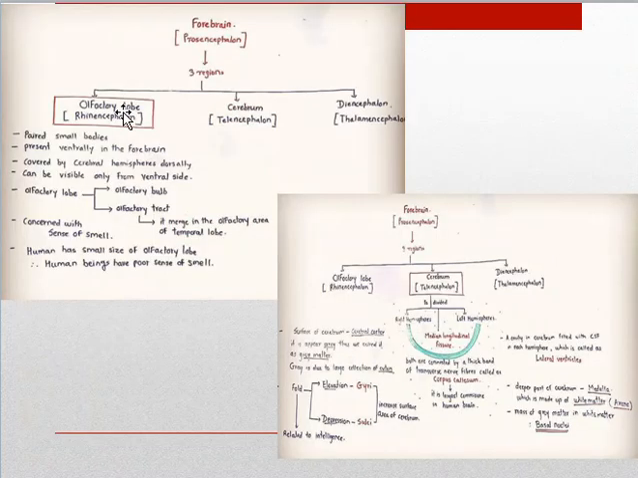Next we will talk about the forebrain in detail. Olfactory lobe, what is their function? They are paired small bodies present ventrally in the forebrain, covered by the cerebral hemisphere dorsally, and can be visible only from the ventral side. Olfactory lobe has olfactory bulb and olfactory tract. It merges with the olfactory area of the temporal lobe. It is connected with the sense of smell. Women have a small size of olfactory lobe. Human beings have a poor sense of smell.